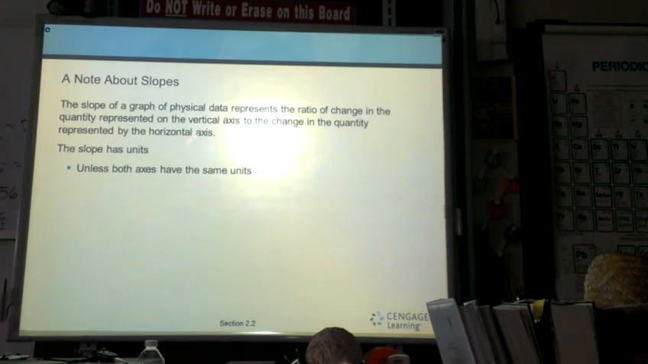Okay, guys, this is just saying slope has units. If you're looking at a position-time graph and I have to find the slope, then ultimately it's going to be distance over time, which means it should be meters per second. So that should make sense. If the slope is velocity and velocity is measured in meters per second, the slope should probably have a unit.